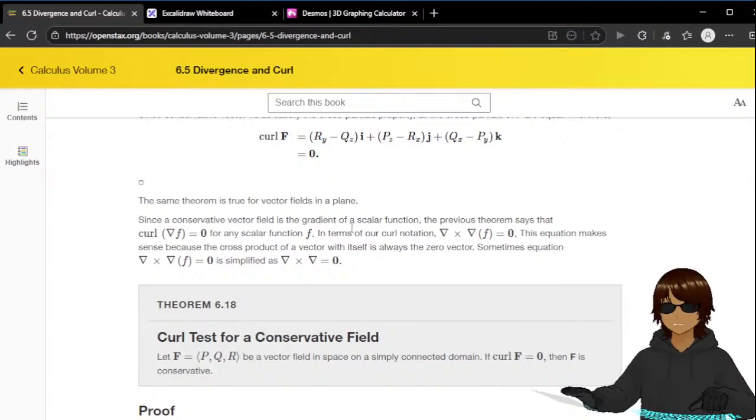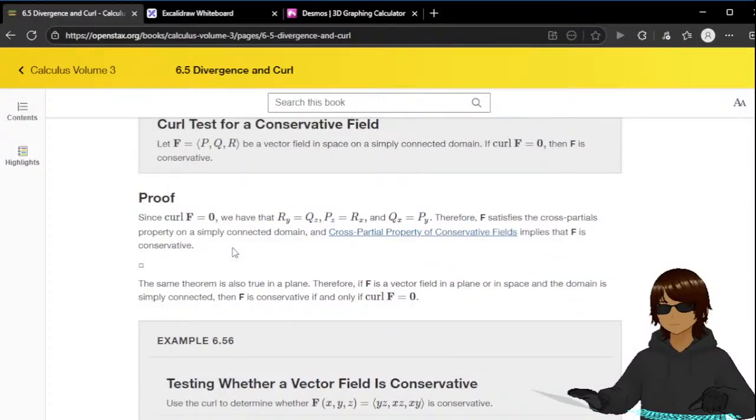Since the conservative vector field is the gradient of a scalar function, the previous theorem says that curl of gradient of f is equal to 0 for any scalar function f. In terms of curl notation, gradient cross gradient of f is equal to 0. This equation makes sense because the cross product of a vector with itself is always the zero vector. Sometimes the equation curl gradient is simplified as gradient cross gradient. If curl is 0, then we have that this is equal to this, and this is equal to this. Therefore, F satisfies the cross partial property on a simply connected domain.